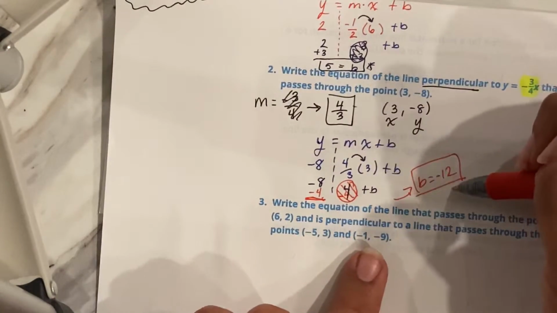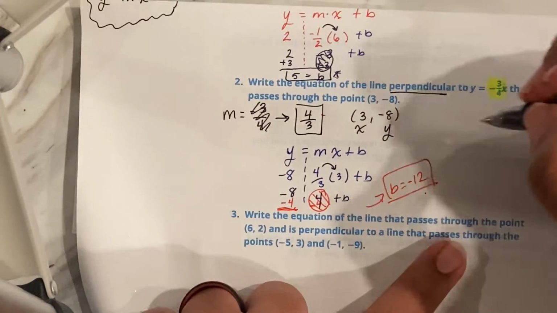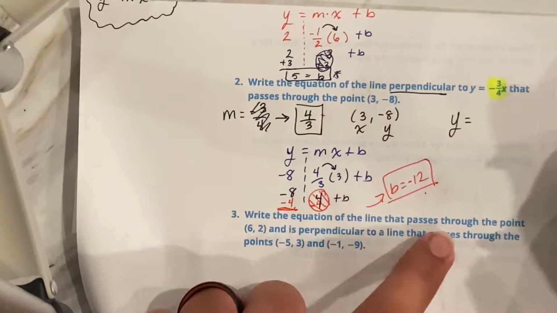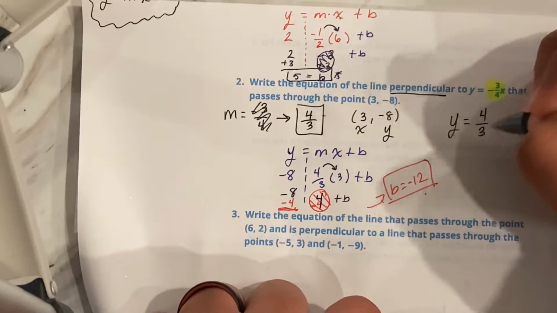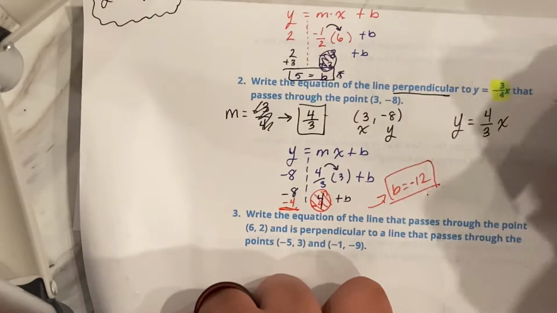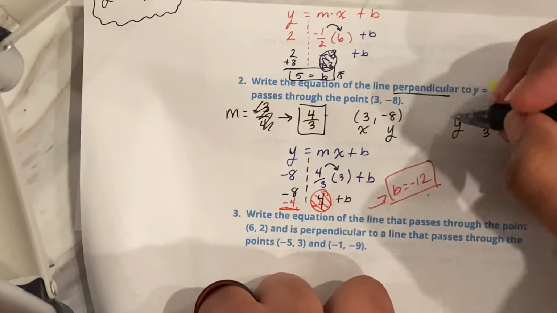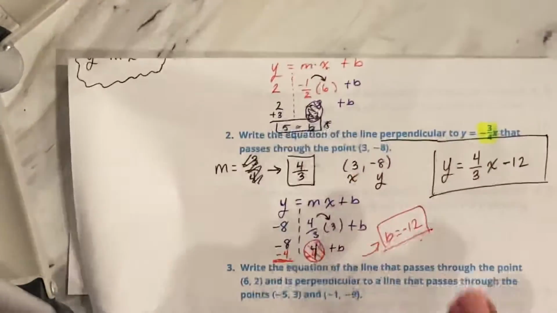Got 2 boxed in numbers, 2 boxed in answers. Get to write the new equation. Y equals my new slope, 4 over 3, x. Since this is a -12, I just get to write it as -12. And that's it. Again, a lot of great work.